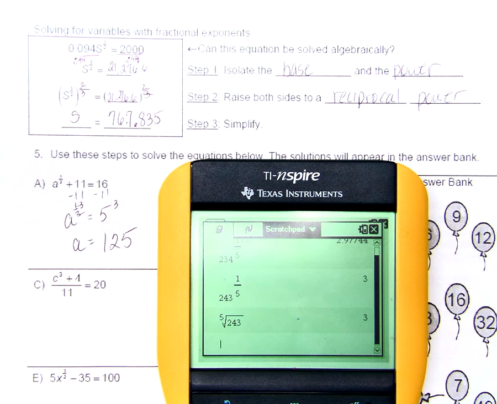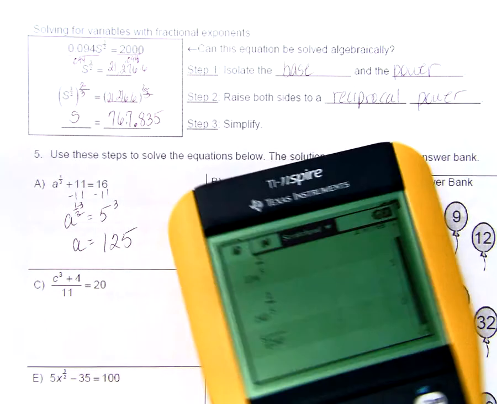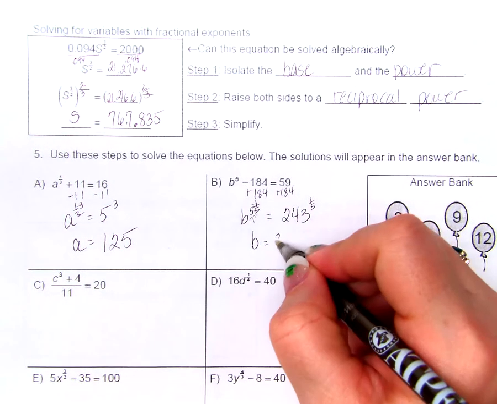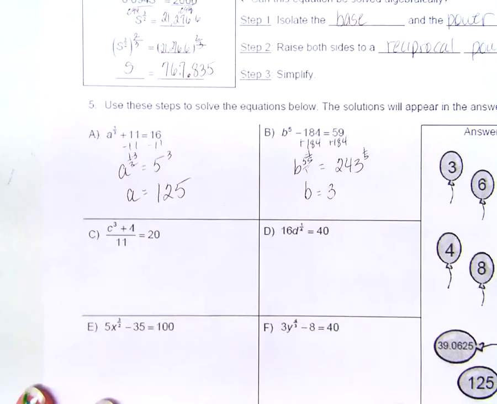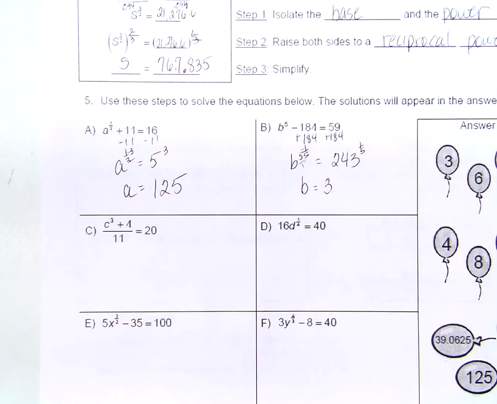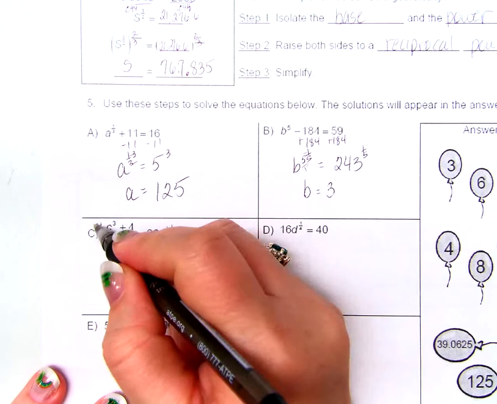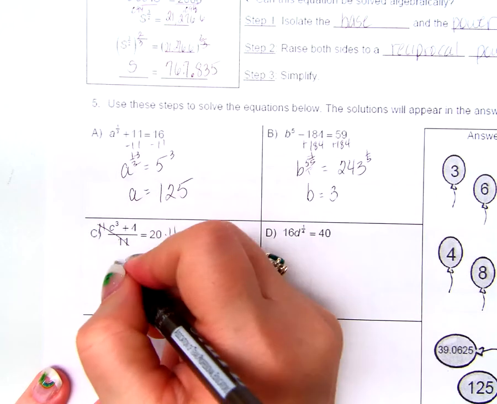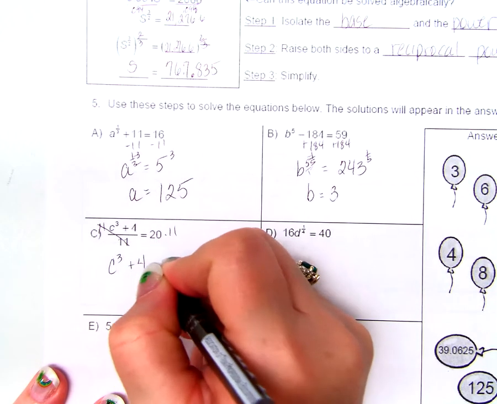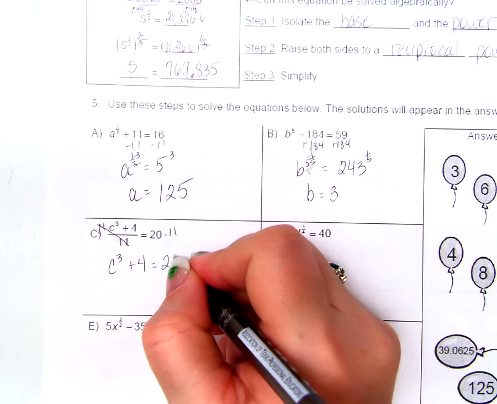Very good. Okay? So we'll go back to that in just a second. I want to show you something else with it, but not right now. Any questions about that? Okay. So we got 3, right? So what about C? You'd multiply by 11? Guess what? So would I. So if I multiply both sides by 11, those 11 simplify to 1. C to the 3rd plus 4 equals 220.